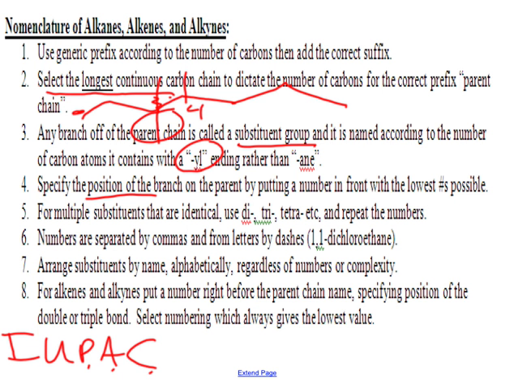So the number of numbers needs to match. If you have the prefix di, you need to have 2 physical numbers. If you have tri, you need to have 3 numbers, even if it's a repeated number. And again, we'll practice this.